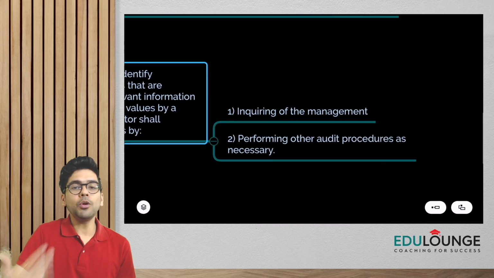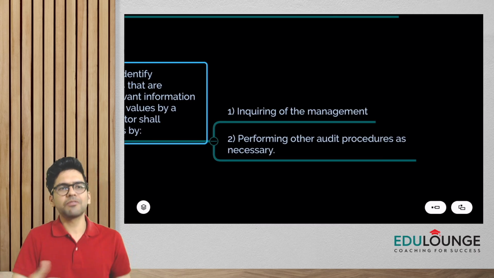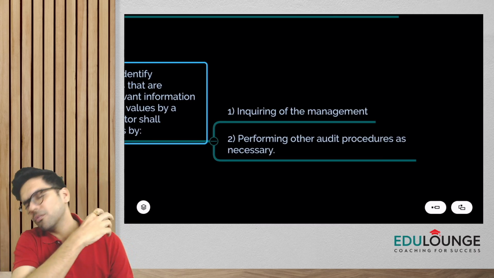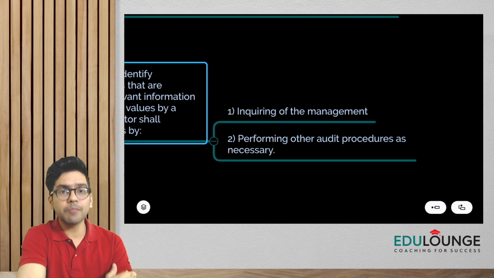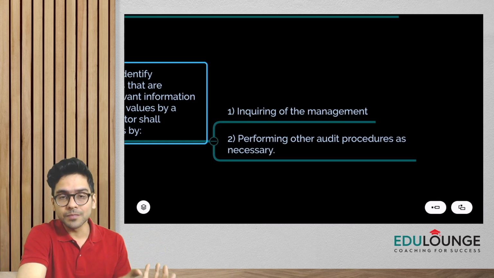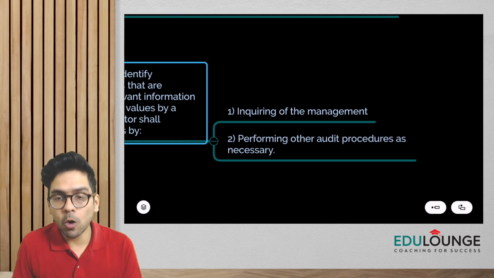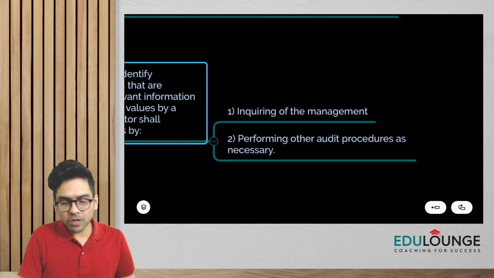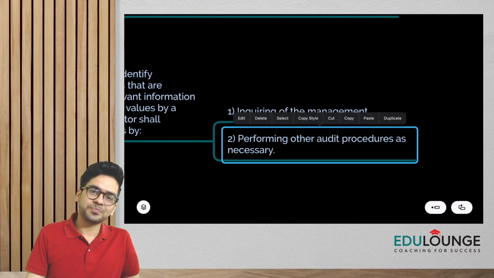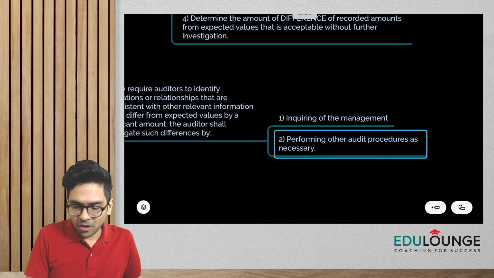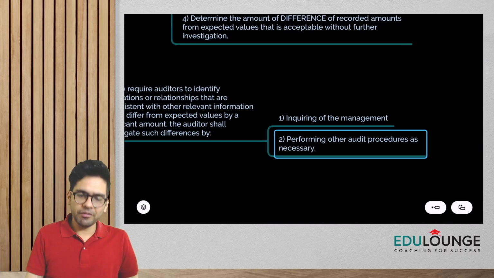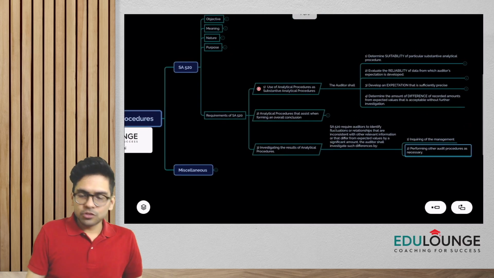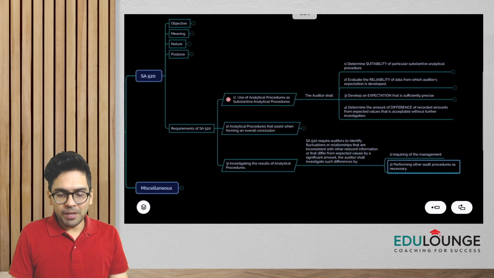Okay, and the auditor shall investigate by doing what I told you. Number one, I'm going to inquire of the management. Of course, if the traveling expense of the current year varies a lot as compared to the previous year, I'm going to inquire of the management: Hey, what is the reason why the traveling expenses have gone up so high? And I might also have to perform other procedures as necessary. Okay. All right. You have to obtain basically corroborative evidence. Done. So with this, guys, the SA 520 part is over.